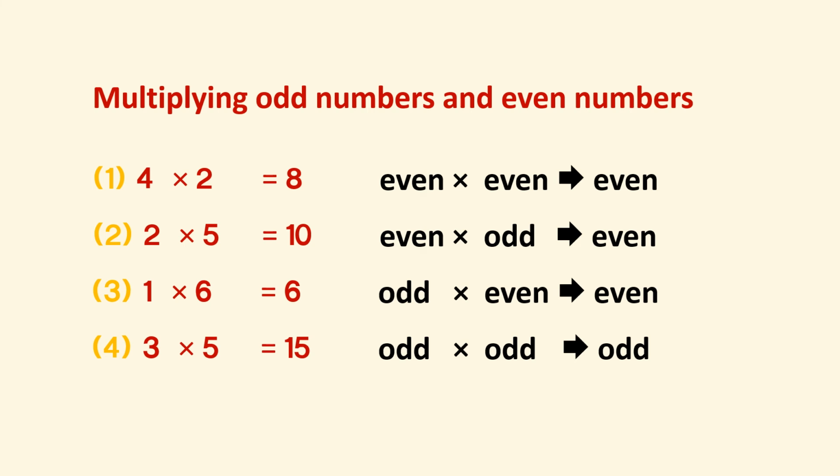Now, by looking at this chart, you can say when you multiply two odd numbers together, you can obtain an odd number as the result. Other than that, in all the other occasions, that means when you multiply two even numbers together, when you multiply one odd number by another even number, when you multiply one even number with another odd number, in all these three cases, you can have an even number as the result.